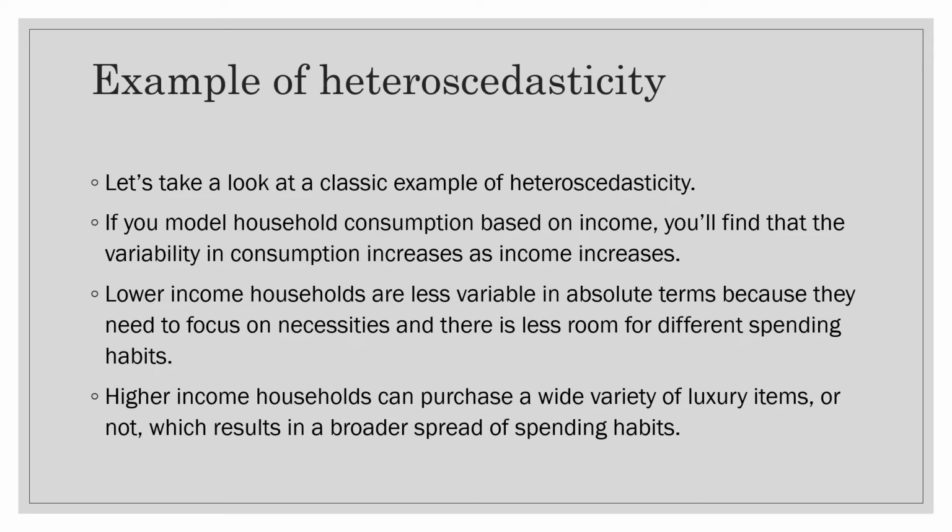Just look into an example so that you will be able to understand the concept very clearly. Okay, so just think about a household consumption model. We know that consumption is something which is dependent upon income. So when I say household consumption, it is something which depends upon the household income. Here you will be able to find that the variability in consumption increases as the income increases. Just think about the case of lower income households and higher income households, and how their pattern of consumption changes with changes in income. Lower income households are less variable in absolute terms because they need to focus on necessities, and there is less room for different spending habits, right?